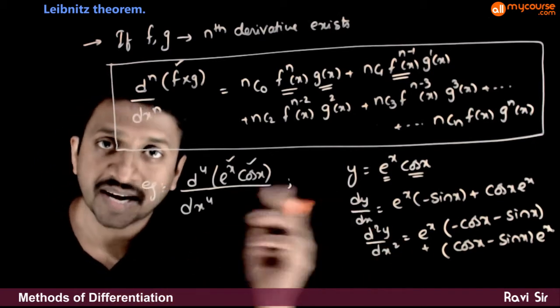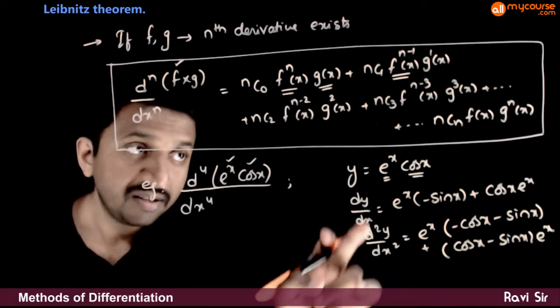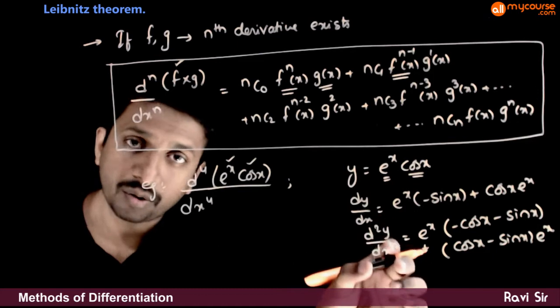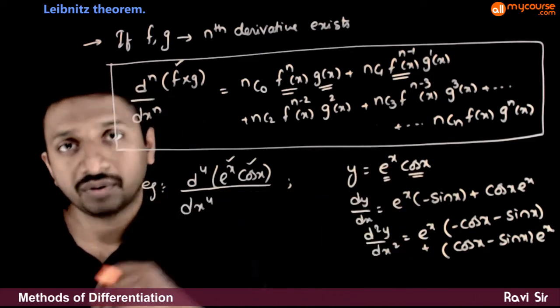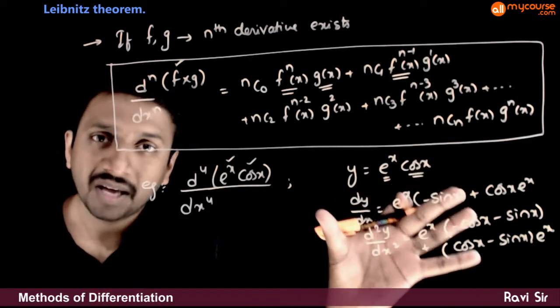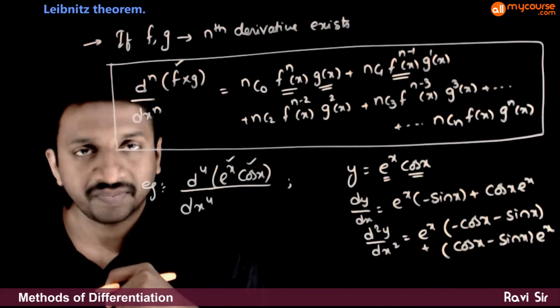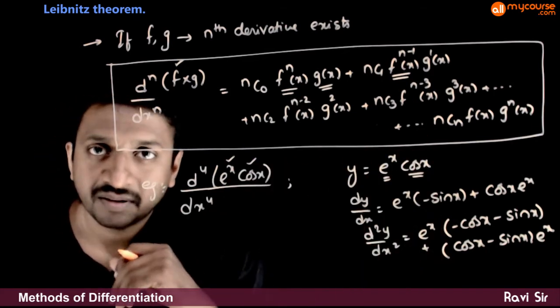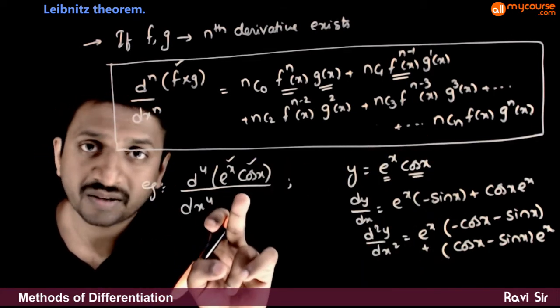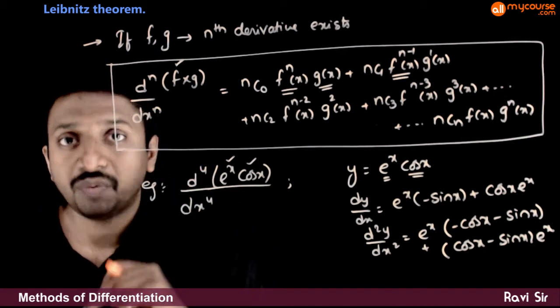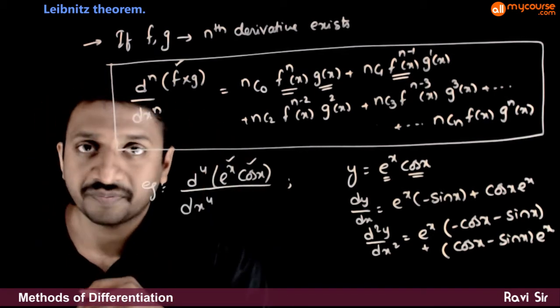So now you have the second differentiation of this function. Next you have to go to the third differentiation, and then the fourth differentiation. You have a lot of steps involved in this, and it takes a lot of time. So this type of function can be differentiated very easily using the Leibniz theorem.